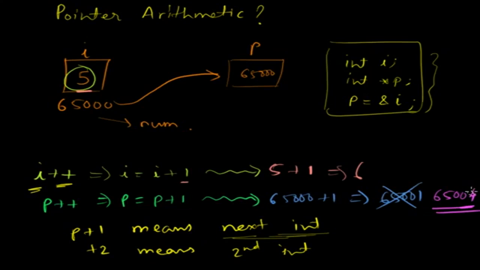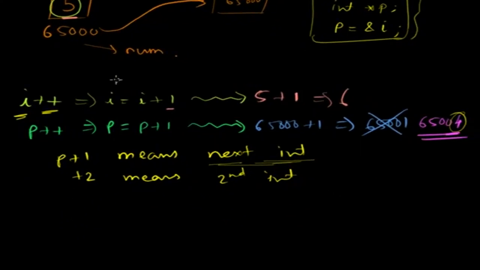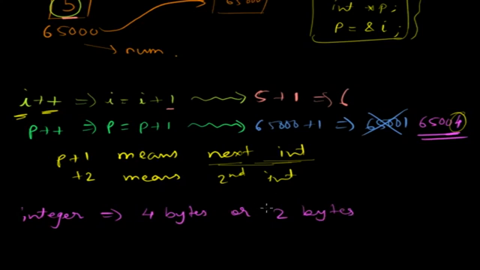Now the question remains why it is incremented by 4. So for your information, let me write this. Any integer in C is either 2 bytes or 4 bytes long, which means that you have 4 bytes whenever you declare an integer. When you say int I, the compiler reserves 4 bytes for your variable inside the memory.